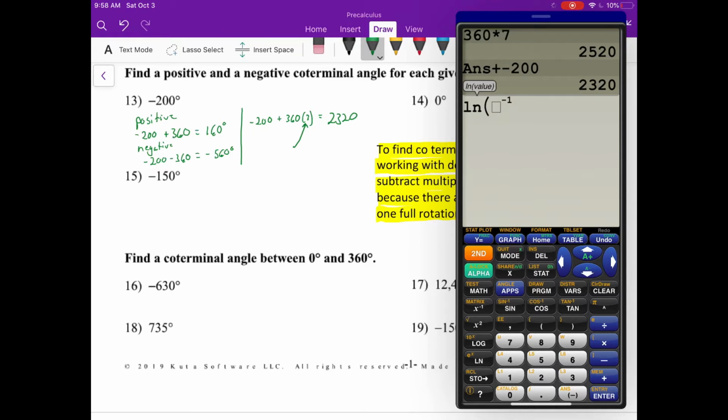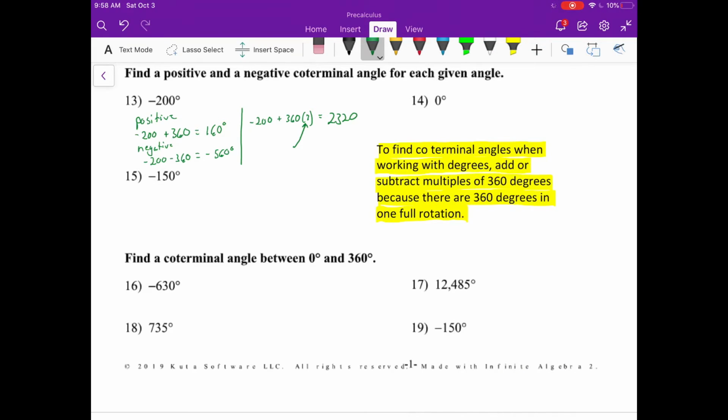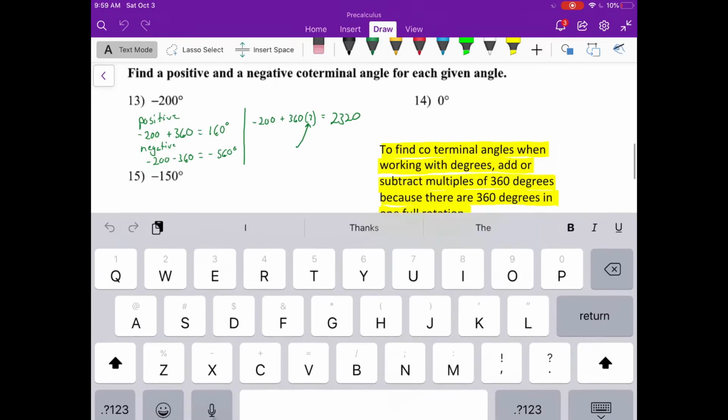And so after doing that, you should be able to find the other ones. And then down here for 16 through 19, find a coterminal angle between 0 and 360. And so a lot of times we'll say this is within the first rotation. And so once again, we can add or subtract multiples of 360. So we could take negative 630.